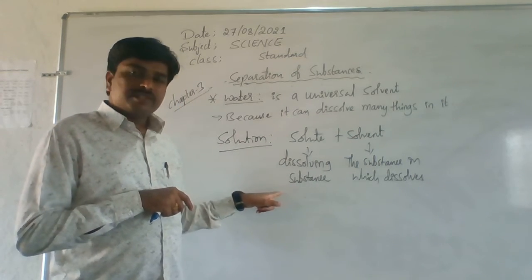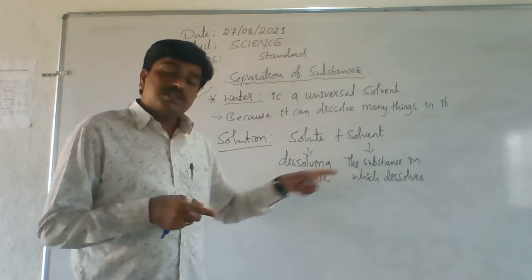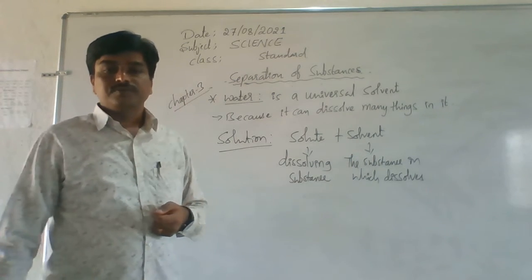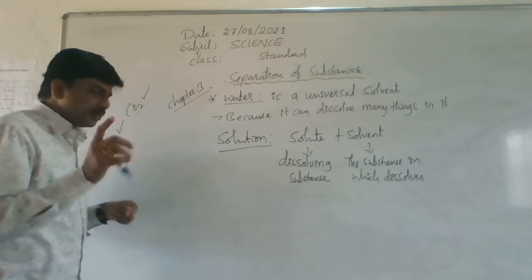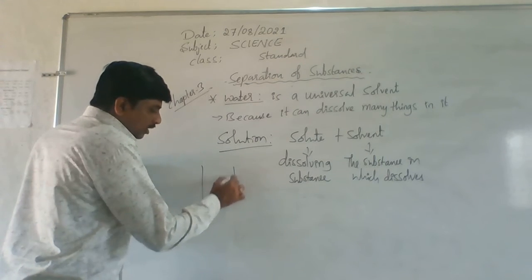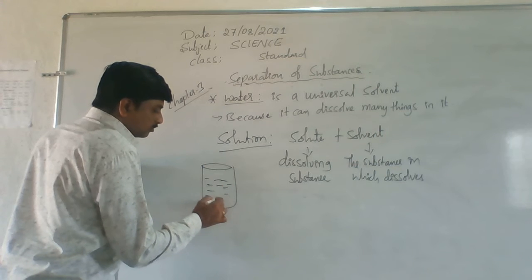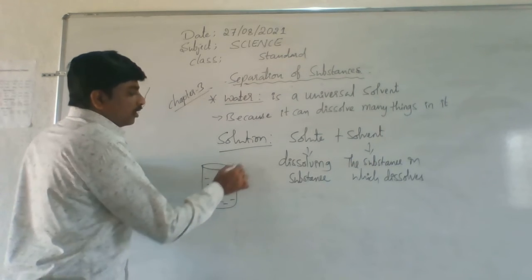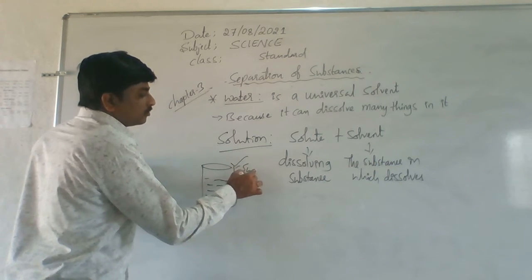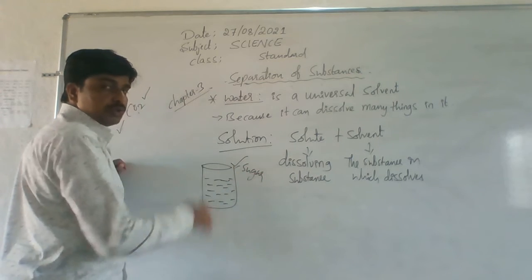Solute means dissolving substance. Solvent means the substance in which it dissolves. I will explain with an example. See, here a beaker is there. The beaker contains water. You are adding what? Sugar to it.